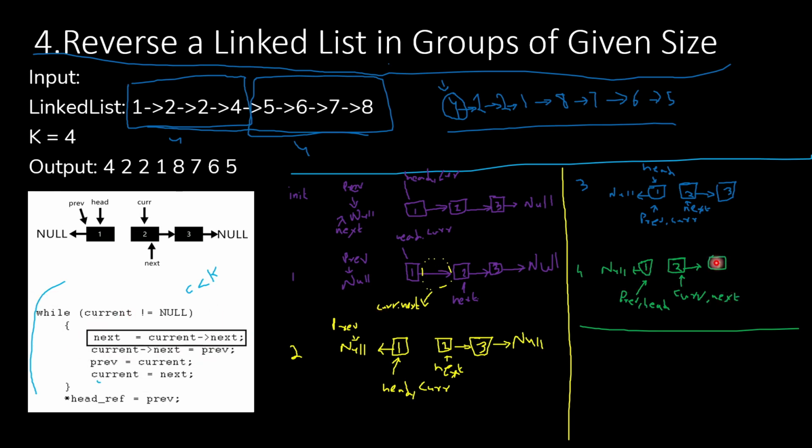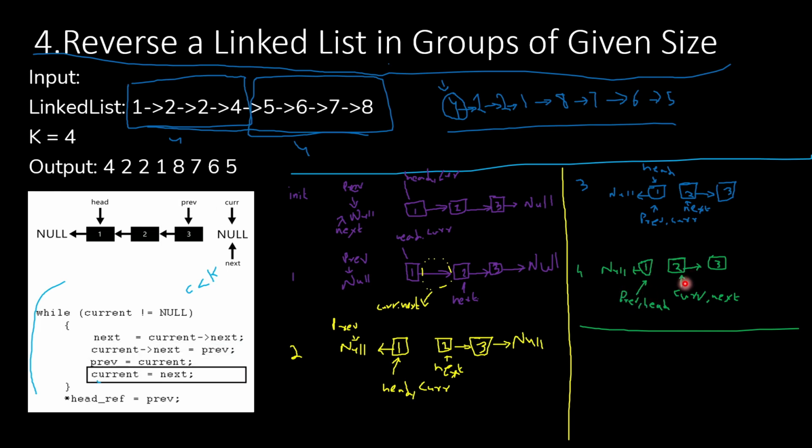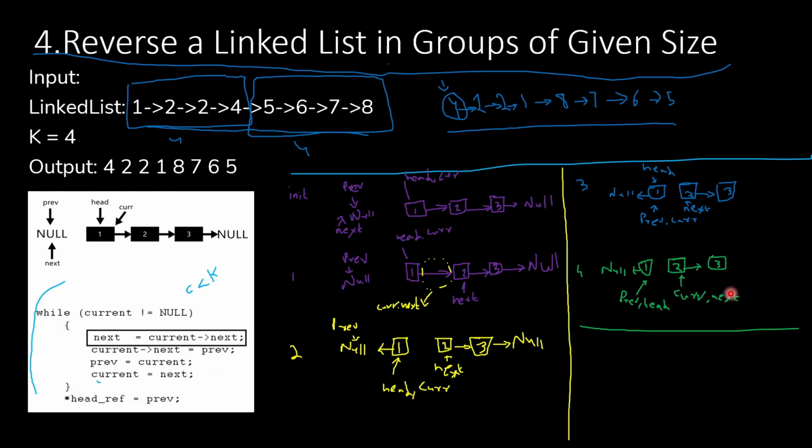Next will come in the third element box in the first line, and in the second line the current dot next, which is this arrow, will be shifted towards the left. After that, in the third line, previous will be shifted towards the current value, and in the fourth line the current value should be shifted towards the next value. So this current will move on to the third box at the last. Then the one will be in reverse order, null.